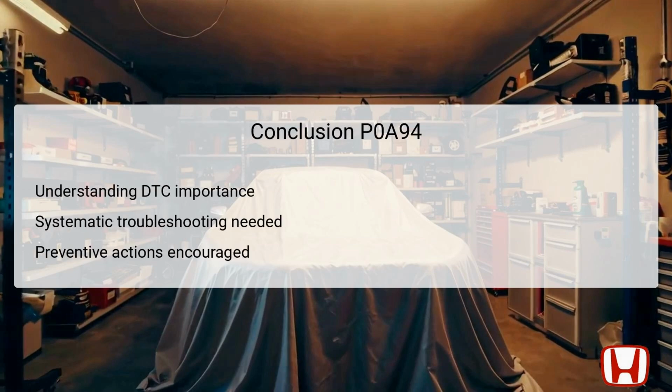In summary, addressing DTC P0A94 effectively involves a thorough understanding of both the DC-DC converter's critical role and the interconnected nature of the vehicle's electrical systems. Systematic troubleshooting is crucial, encompassing a series of methodical steps that lead to accurate diagnostics and successful repair. It's vital to diagnose underlying issues thoughtfully and ensure that all components are functioning optimally to prevent similar problems from arising in the future.